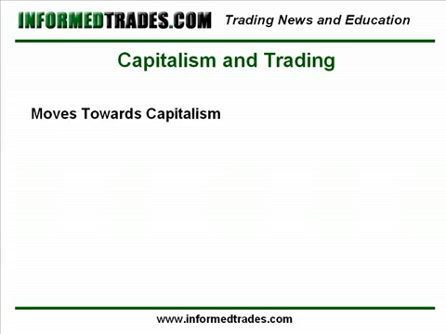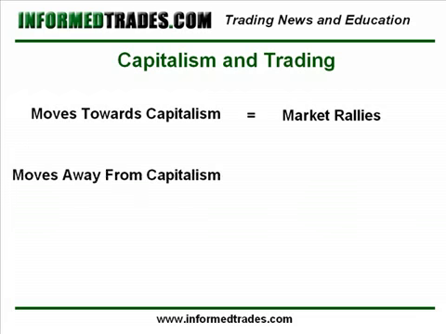Okay, so I'm not meaning to offend anybody here, but in a general sense, moves towards capitalism are seen as pro-business and pro-growth. So whenever you see an economy with policies that are seen as capitalistic ideas or moves towards capitalism, this is normally going to equal market rallies, all other things being equal. Similarly, moves away from capitalism are normally considered anti-business and anti-growth by the market. So whenever you see these types of things in an economy, you're going to see market declines or market sell-offs. Okay, so that's how it applies to trading.